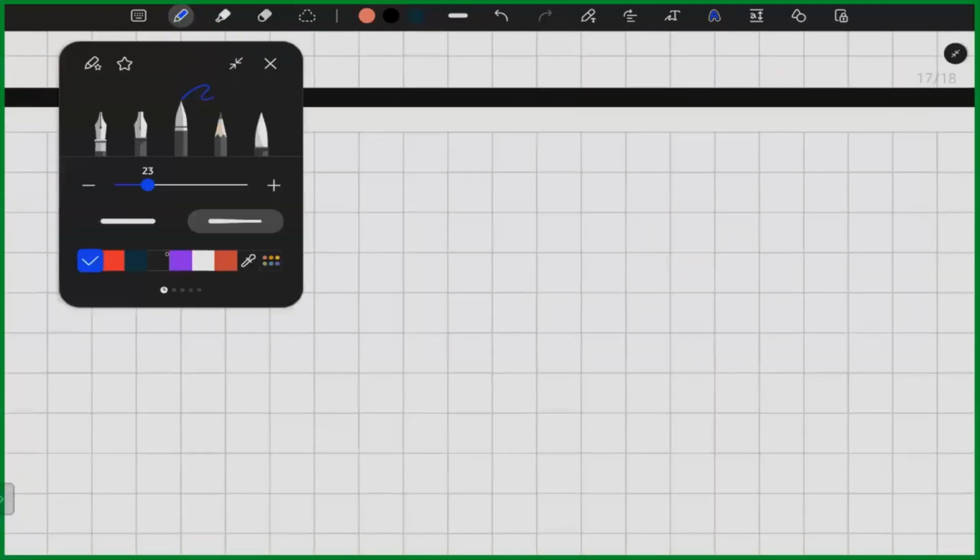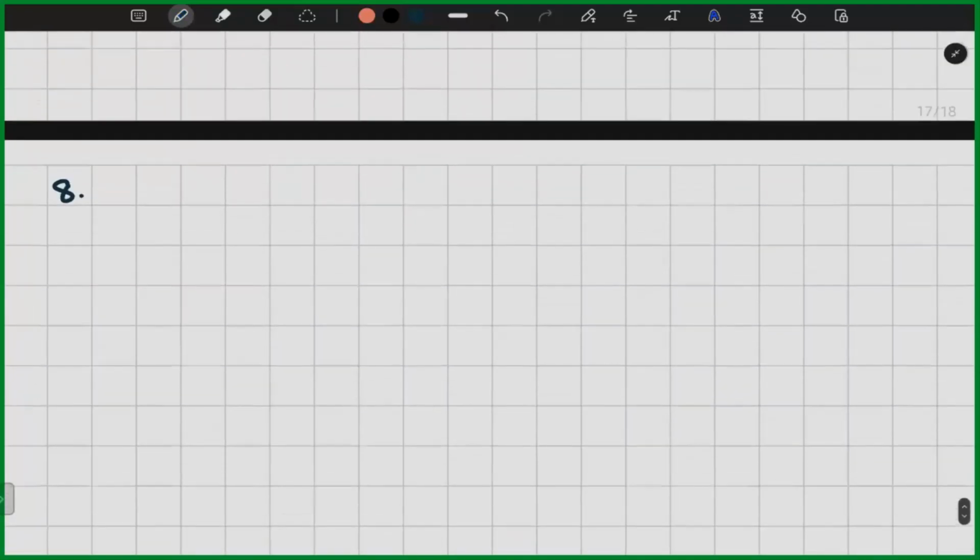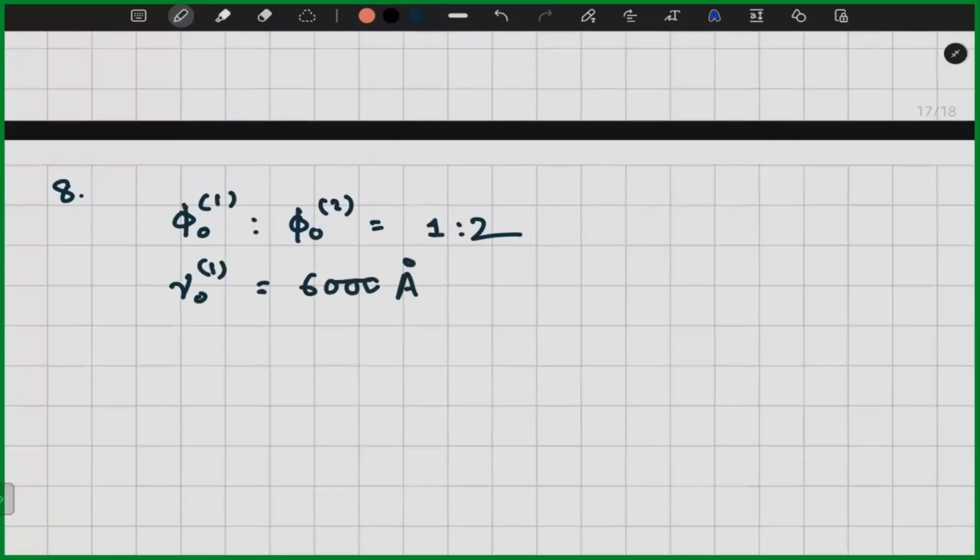Okay, let me do the next question in different color. Question number 8. They have provided the work function ratio for two different metals. For metal 1 and metal 2, the work function ratio is 1:2. For the first metal, the threshold wavelength is 6000 Armstrong. So they have asked the threshold wavelength for the second metal. It's a very trivial question.